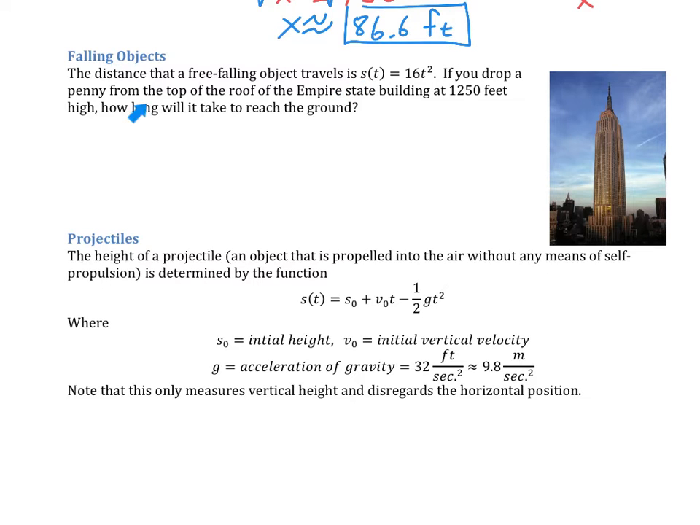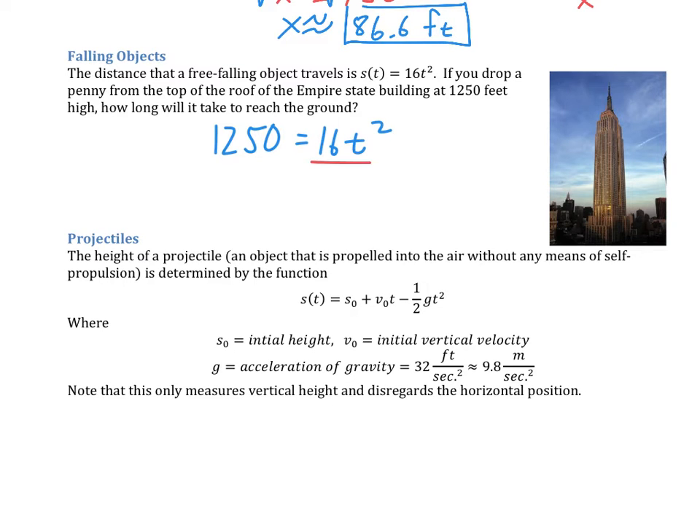So if you drop a penny from the top of the roof of an Empire State Building that is 1,250 feet high, how long will it take to reach the ground? So if S of t is the height, or more specifically the distance it's fallen, we want it to fall 1,250 feet. Here's our equation, 16t squared. There you have it. So we take our equation that's given to us. We fill in what we know. We know this is the distance we want to travel till it hits the ground. And we can solve that.